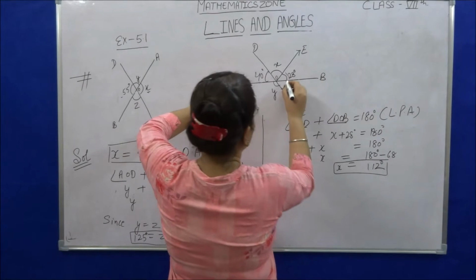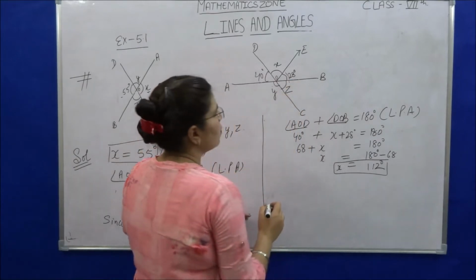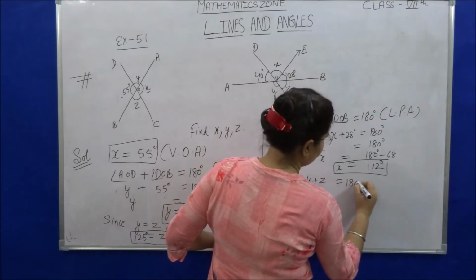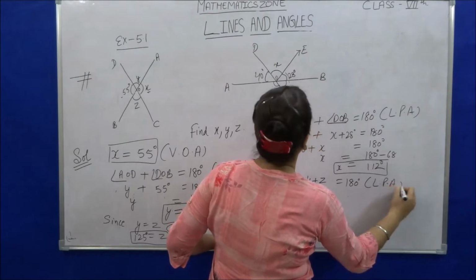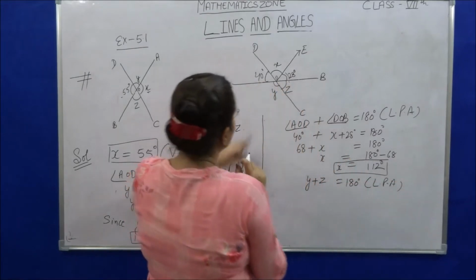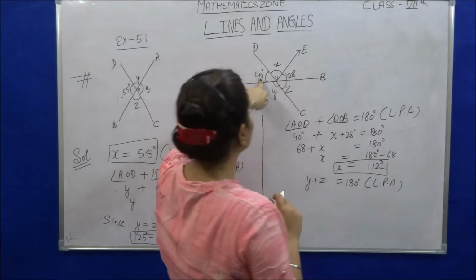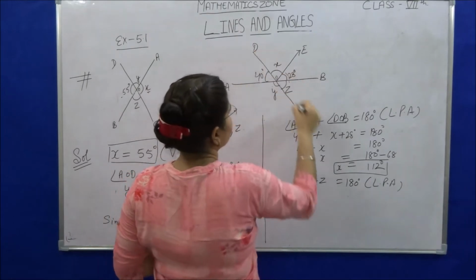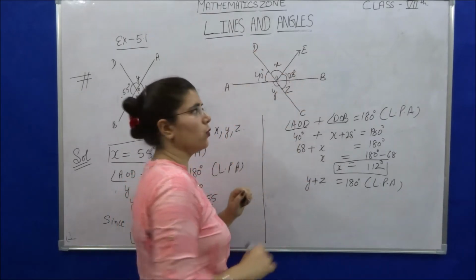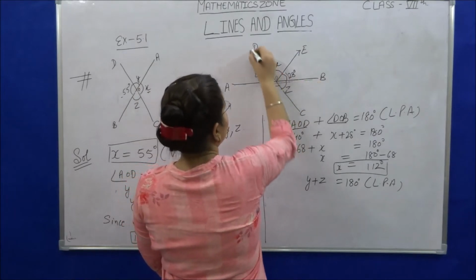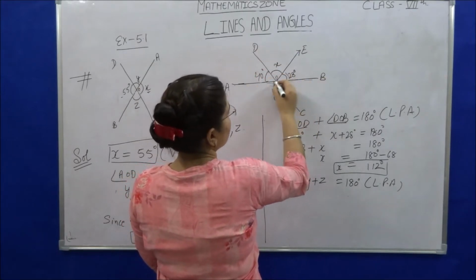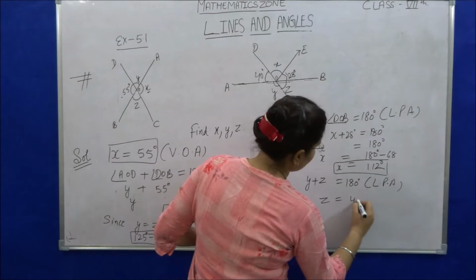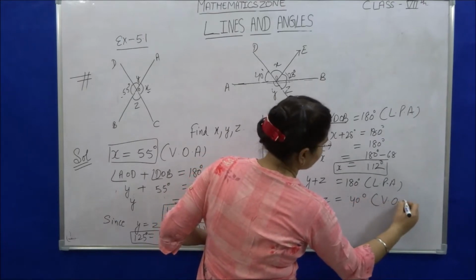Now the sum of these two angles is also 180 degrees by linear pair angles. So Y plus Z equals 180 degrees by linear pair. Now if we look at the figure, then angle Z equals 40 degrees by vertically opposite angles, because AB and CD intersect each other at a common vertex O. So AOD is opposite to angle BOC, which is equal to angle Z. So angle Z equals 40 degrees by vertically opposite angles.